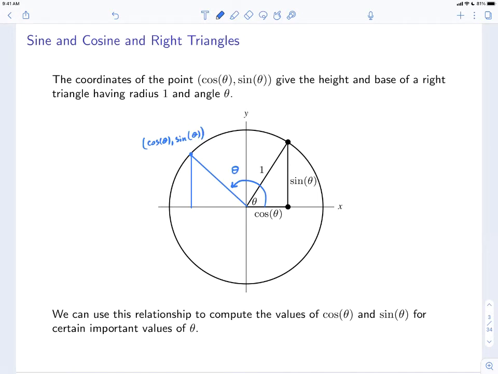But now cosine of theta is negative. So instead of viewing this length as cosine of theta, it's now the absolute value of cosine of theta. That will give us the length. Sine of theta is still positive, so that still gives us the height, sine of theta.